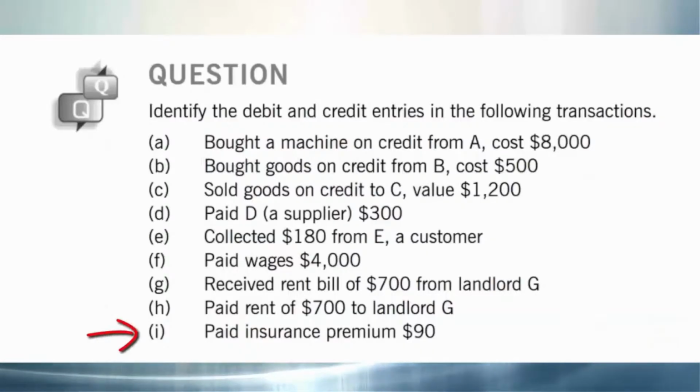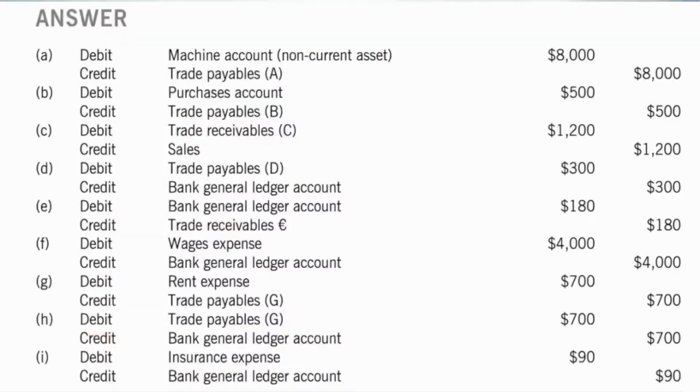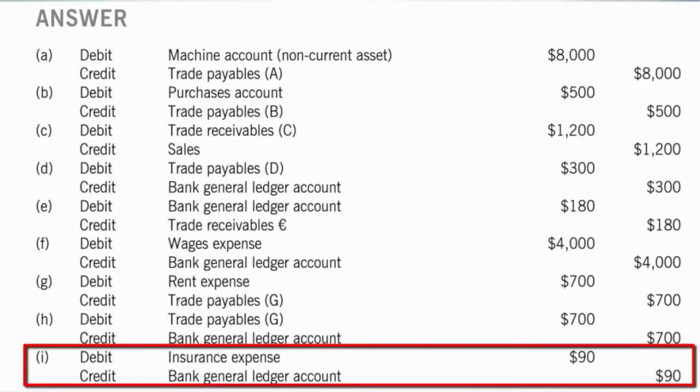Transaction I. Paid insurance premium of $90. Explanation: insurance is an expense which increases with a debit entry in the insurance expense account. The payment reduces the cash balance. A decrease in assets, cash, is recorded with a credit entry in the bank general ledger account. Entry: debit insurance expense account for $90. Credit bank general ledger account for $90.